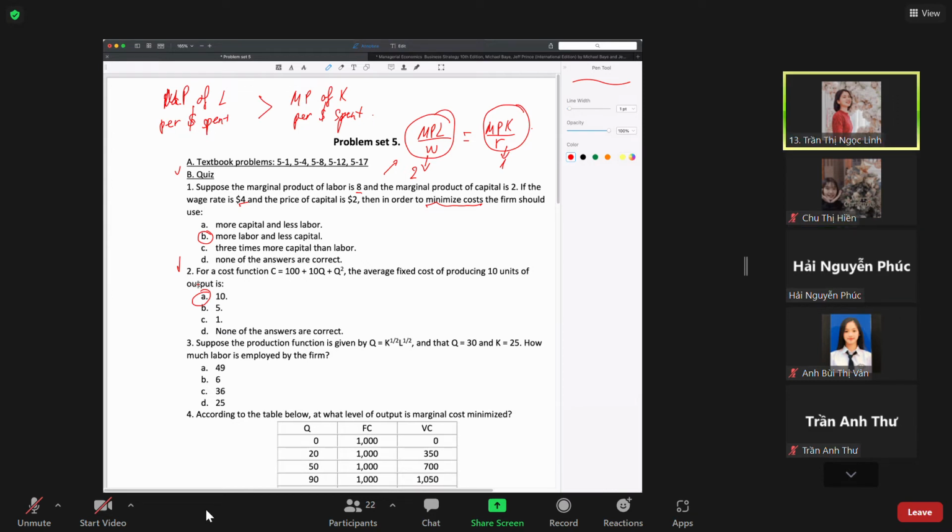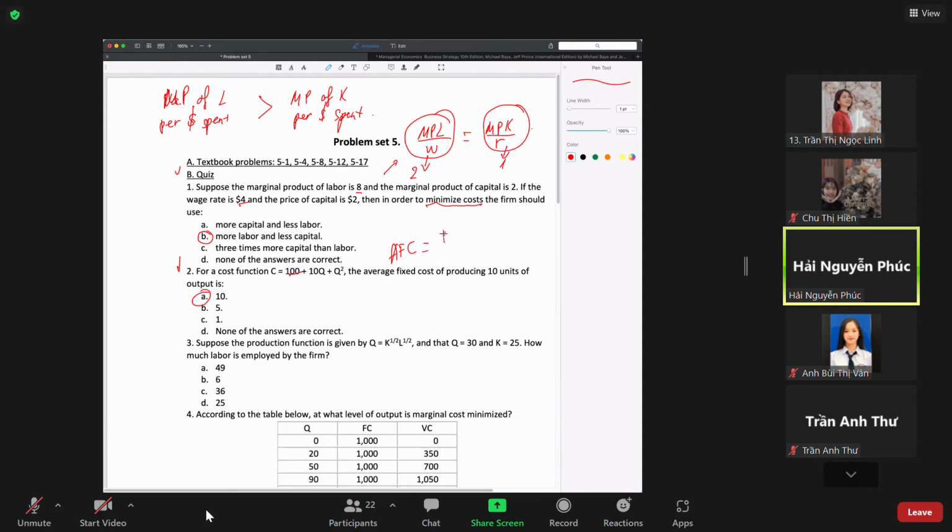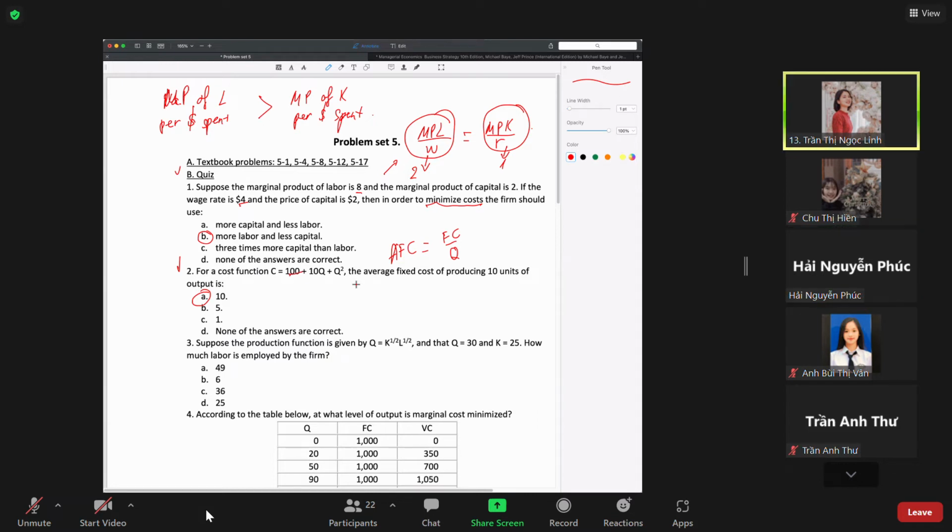Because when you see the cost function, fixed cost is 100. So I take 100 divided by 10. That equals 10. AFC would be equal to FC divided by Q. We have Q equal to 10, FC equal to 100. Yeah, that's correct. Ngọc Linh, right? Okay, thank you.